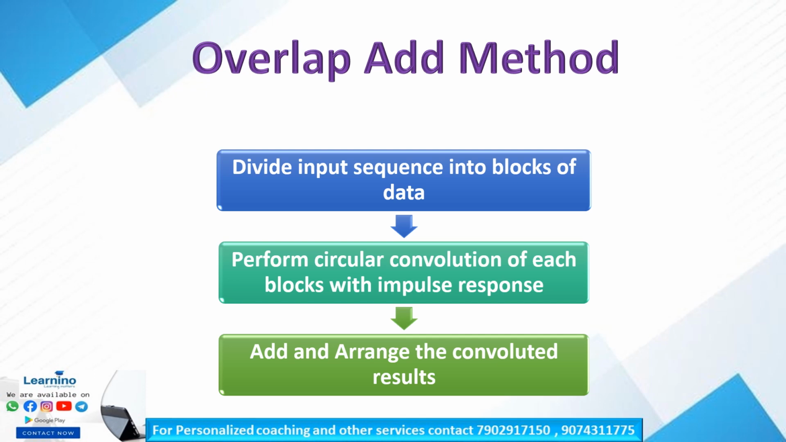Next we move on to the overlap add method. Here also we have 3 processes. First, divide the input sequence into blocks of data, but here the block dividing procedure is different from that of the overlap save method. The second process is similar: we have to perform circular convolution of each block with the impulse response. Finally, we have to add and arrange the convoluted results. So it is also different from that of the overlap save method.